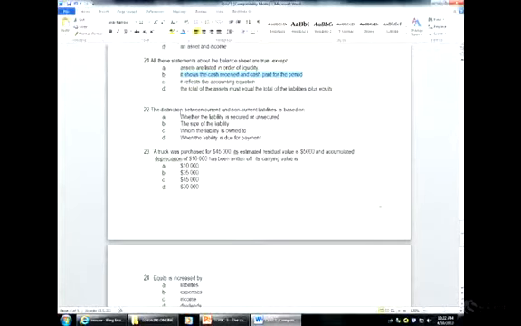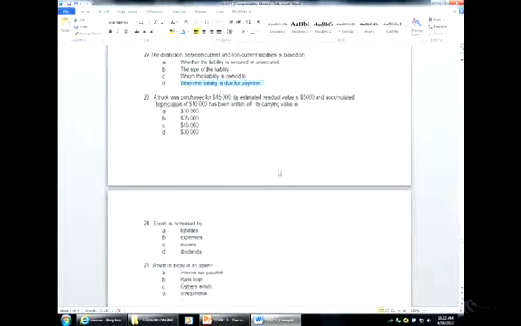The distinction between current and non-current liabilities is based on which of these is the best answer. Current and non-current, the test for that is a period of 12 months. In other words, when the liability is due for payment will be the deciding factor between current and non-current.